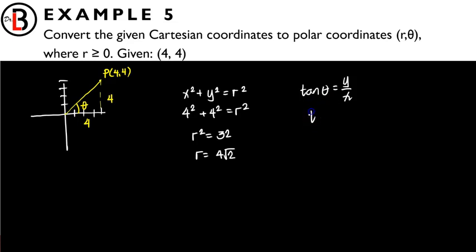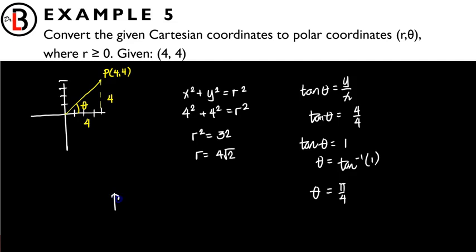And then here, tangent theta is y over x. Both are 4. So tangent theta is equal to 1. I can see that arctangent of 1 is actually 45 degrees or pi over 4. So here I can say P is therefore 4 square root of 2, pi over 4. That is the equivalent of that point.